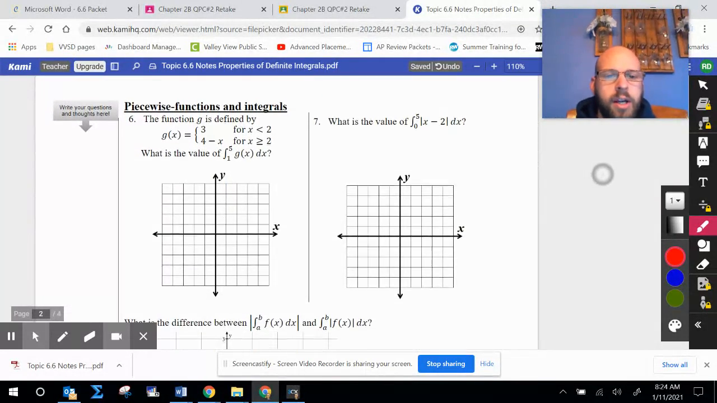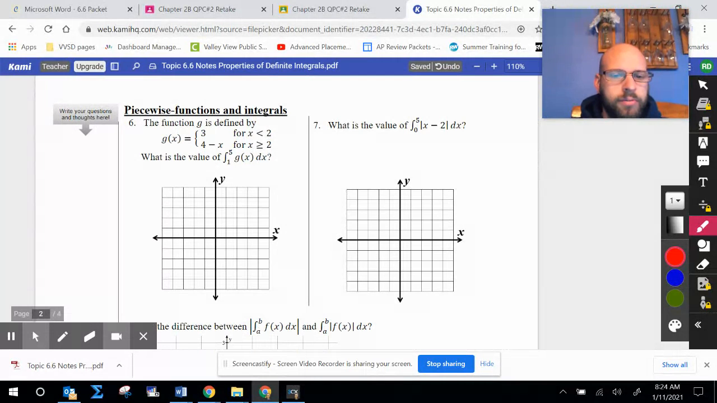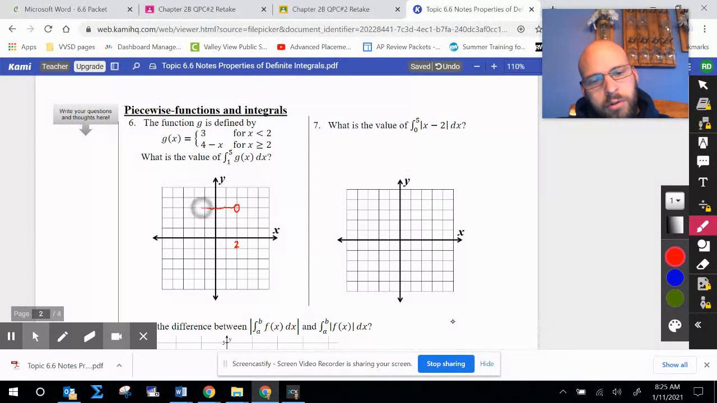Okay. All right. Well, piecewise functions, right? So what I'm going to do is graph this piecewise function, then find the area under the curve. So what is the value of the integral from 1 to 5 of the function dx? When x is less than 2, so we're going to put 2 on here, my function is a constant 3, right? Open circle, constant 3. When x is greater than 2, I have 4 minus x, so I'm going to start from 2, and it has a slope of negative 1.